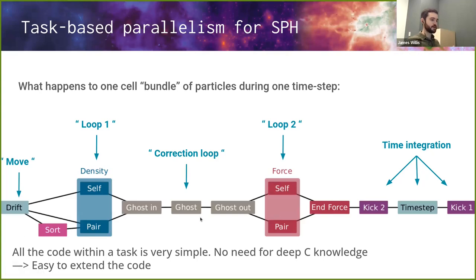So as I said, each individual task is very simple. It's just the physics involved. There's no complication with worrying about race conditions, like implementing mutexes, or anything related to parallelism or thread safety, because of the way we've set up the tasks and the task-based parallelism framework. You don't need to worry about this when you're implementing the tasks. There's no deeper knowledge that you need in C for this. This makes it easier to extend the code, and for more astronomers and physicists who want to implement new physics, it's easy to extend that way.